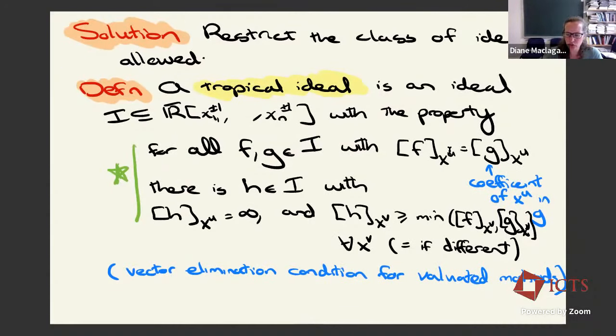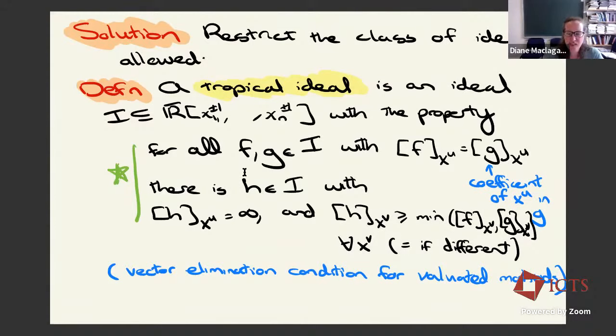So the solution is I'm going to restrict the class of ideals allowed. So here's the key definition of the talk. This is the definition of a tropical ideal. The idea is that a tropical ideal is a special ideal in the semi-ring of tropical polynomials. So I don't want to use the word tropical ideal for all ideals here, only for ideals that satisfy the following condition that I'm about to tell you.